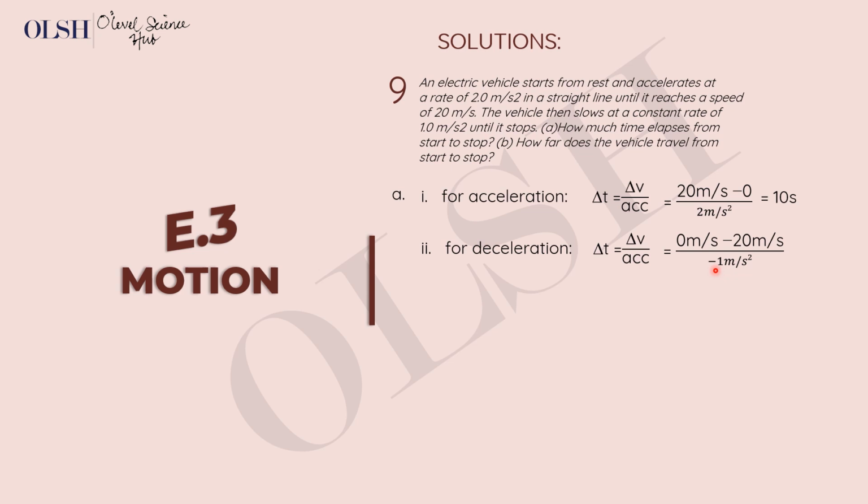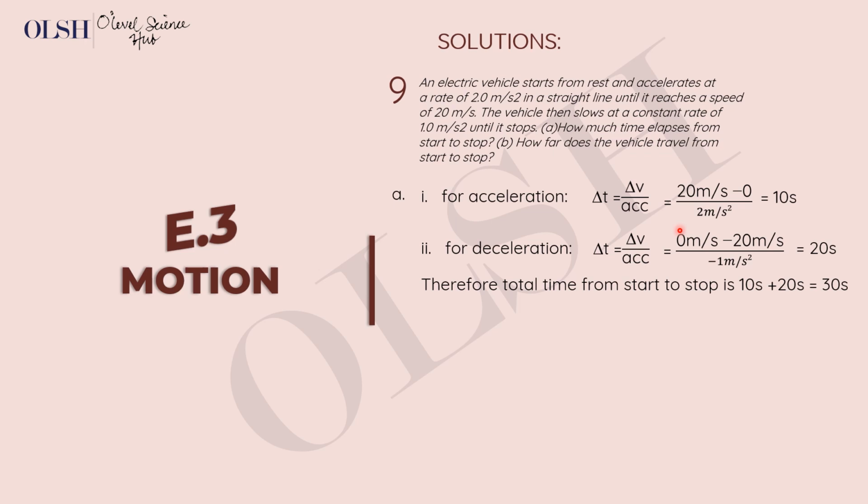So our initial velocity at the time it started decelerating is 20 meters per second, and the final velocity for deceleration is 0 meters per second. So our change in velocity is 0 meters per second minus 20 meters per second, divided by minus 1 meters per second squared, which is the acceleration. Remember it is decelerating, so acceleration is minus 1 meters per second squared in this case. If we solve that, we get 20 seconds. So the total time from start to stop is 10 plus 20, which is 30 seconds.